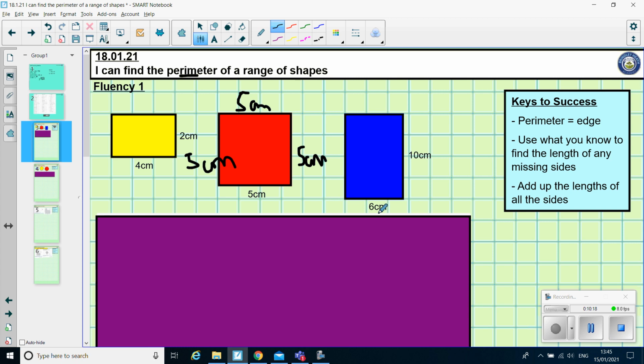Okay, so we would have had two sides which were 6 centimetres each, which in total is 12 centimetres, and two sides which were 10 centimetres each, which in total is 20 centimetres. So altogether the perimeter of this blue rectangle is 32 centimetres.